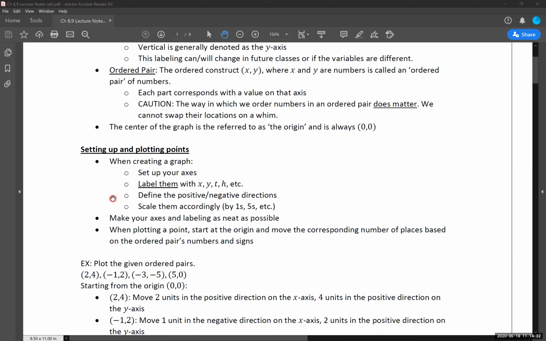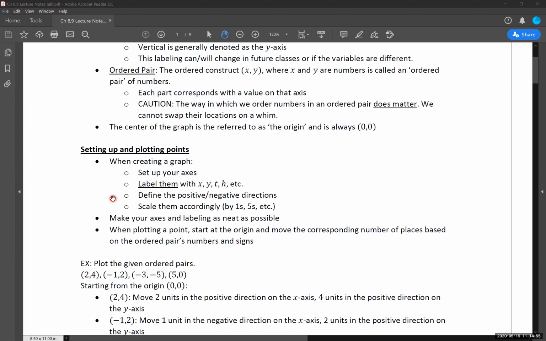Define which direction is positive and negative on your axes. It is amazing to me how many people will put both directions of a graph to be positive or both directions are negative. And it doesn't work that way. So define which way is positive, define which way is negative. And then last but not least, scale those axes accordingly.